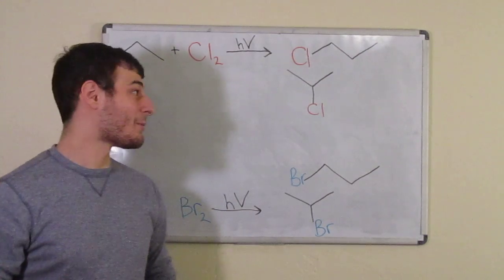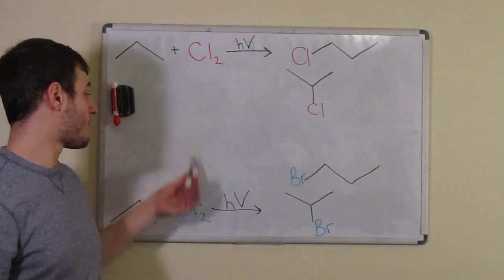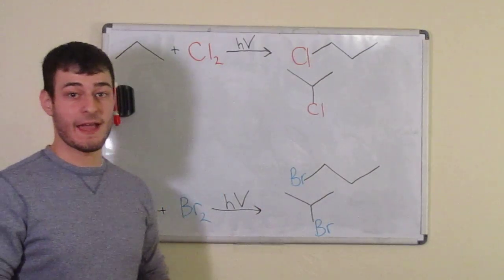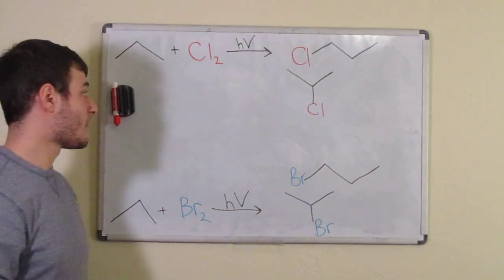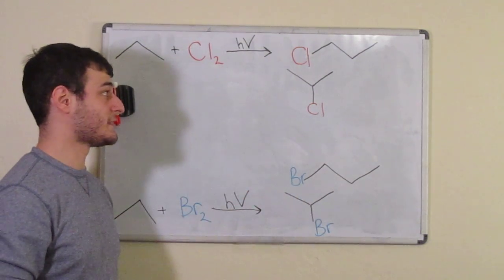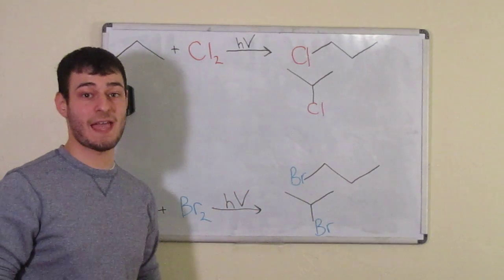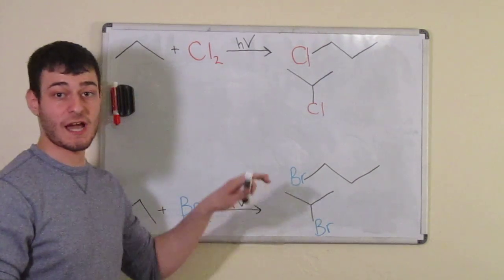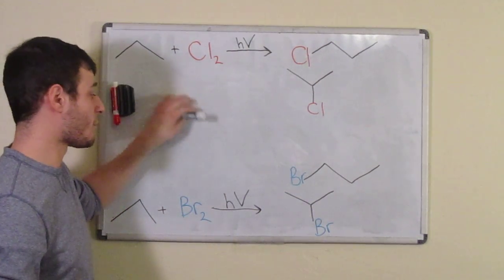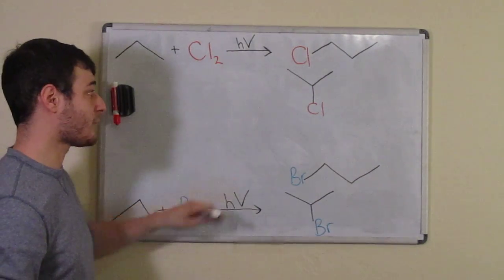Today I want to talk about the chlorination and bromination of propane and their selectivities for the secondary carbon position. And we're going to explain it using the Hammond Postulate. But first, I just want to go over the reaction. So both of them are going by a free radical mechanism.